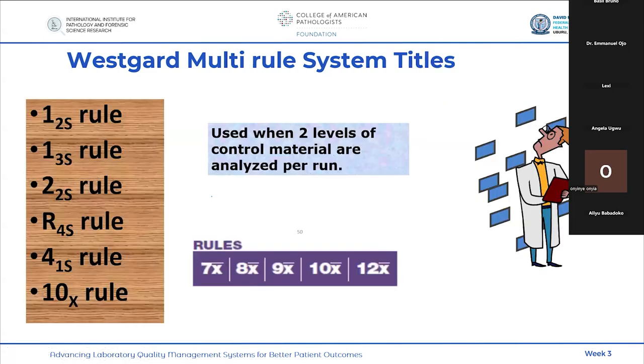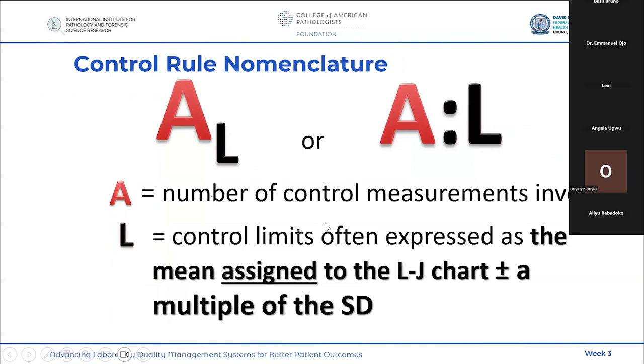So these are a common example of the Westgard multi-rule system. I will talk about, I think I have the first three. These are an example of what the rules actually mean. So we have the 1-2S rule, the 1-3S rule, 2-2S rule, R4S, 4-1S, 10X rule. And then there are so many other rules that are there.